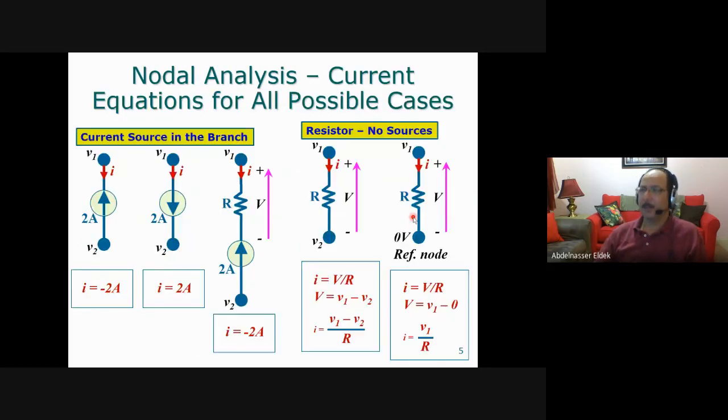So let us see how we can find the current in terms of voltage. Of course, we have to use Ohm's law. This is how we do it. We know Ohm's law. This is Ohm's law.